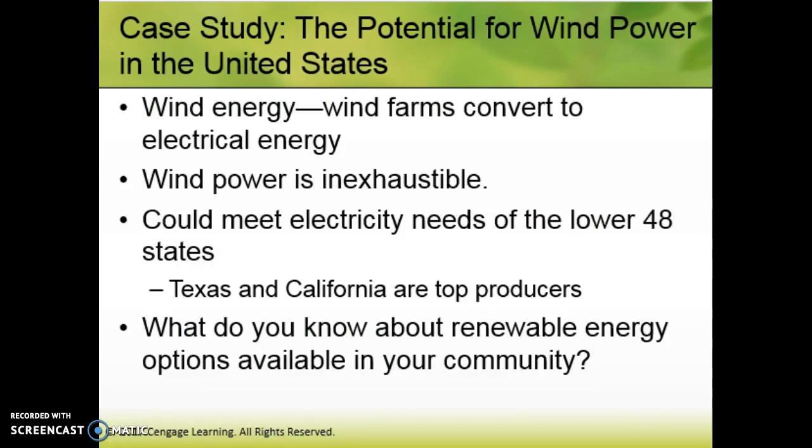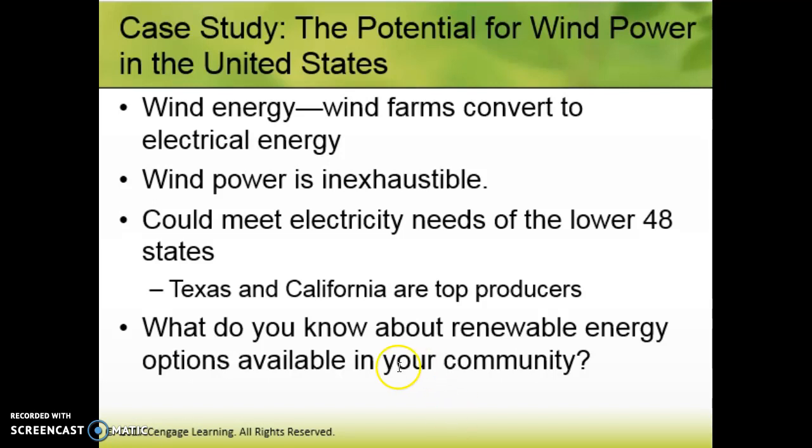So the central case study for this chapter is all about wind power. We do have a lot of potential to use wind power here in the U.S., but as we've seen, there's definitely some opposition. Advantages are that wind power is inexhaustible. It's definitely renewable and never going to run out of wind. We could create enough electricity to power the lower 48 states. Currently, Texas and California are the top producers, but like we've talked about, we need to produce energy locally to get true gains from renewable energy sources.